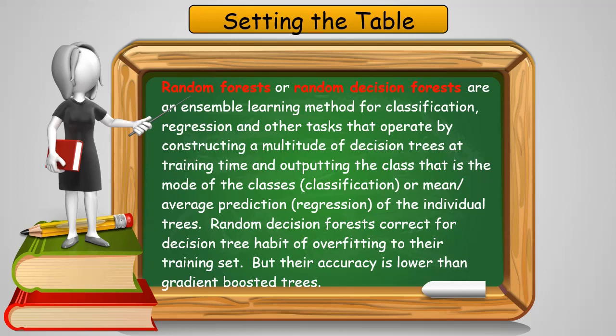So the purpose of a random forest, and what makes them so useful, is that they correct the decision tree habit of overfitting to their training data set. Their overall accuracy is a little lower than gradient boosted trees, but it's still a really solid method of enhancing a decision tree.